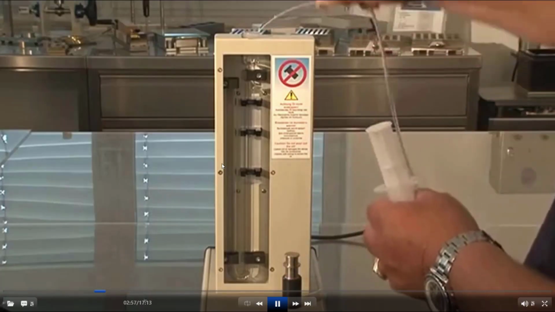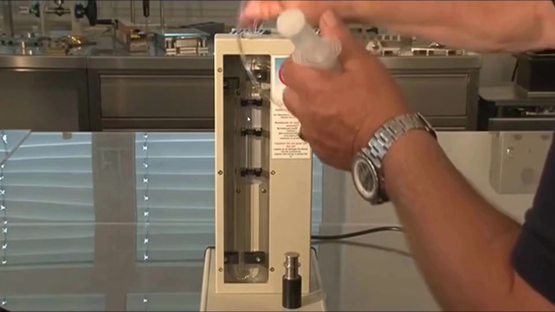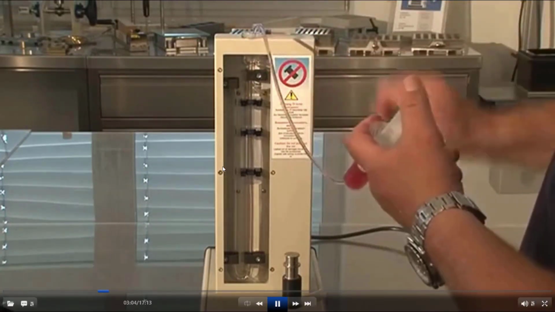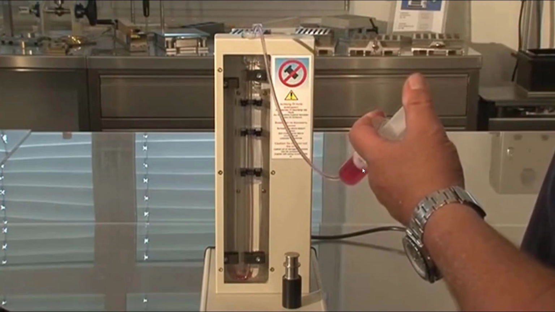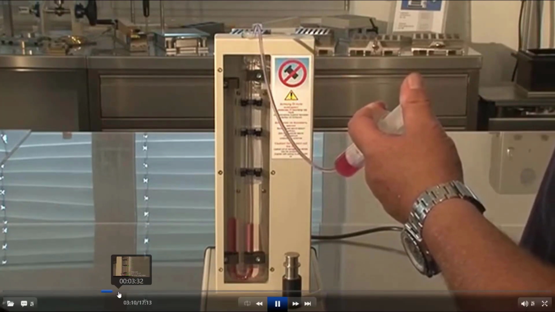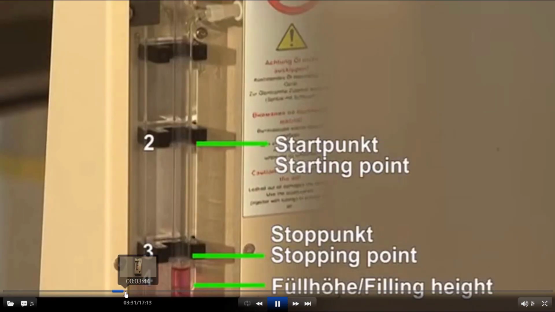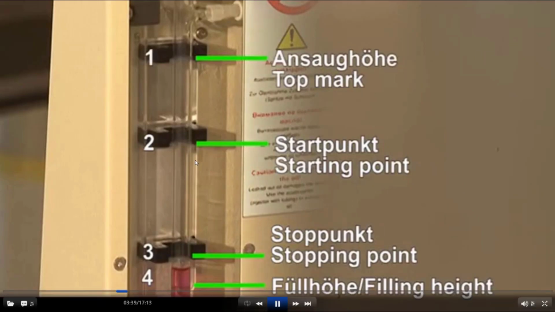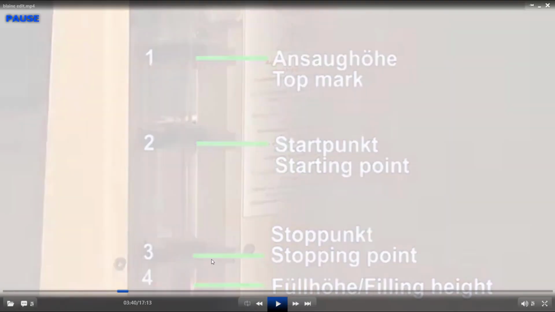This is the procedure for how you can insert the manometric fluid into the U-tube manometer. Basically, these are the points that I have mentioned earlier. This is a top mark. This is a starting point at which you start your time, and this is the stopping point at which you stop your stopwatch between. This is a reference point.